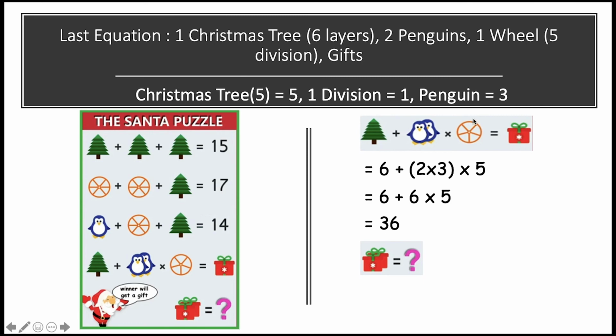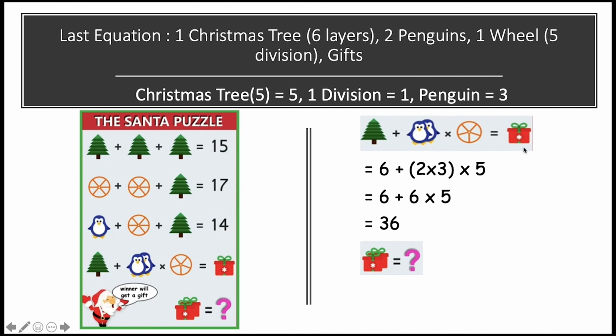So firstly I'll open this bracket. For opening the bracket, I need to solve the equation inside the bracket, and it has 2 into 3. So 2 into 3 will be equal to 6. So 6 plus 6 into 5. Now I have to do the multiplication followed by addition. So 6 plus 30 will be equal to 36. So friends, this is the end of our last equation.